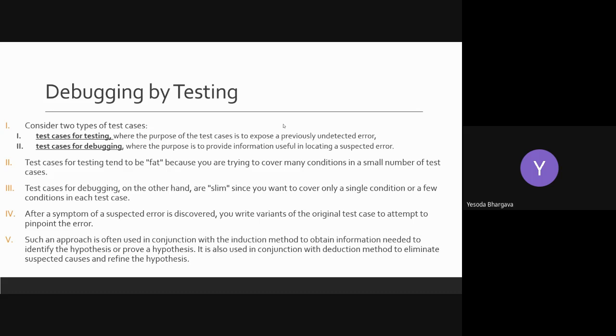Moving forward, there is another approach, away from debugging by brute force, induction, deduction, and backtracking, called debugging by testing. And this is what we most of the time do. When we talk about making test cases for debugging, what you're trying to do is identify or gain more information useful for locating that particular suspected error in your program.